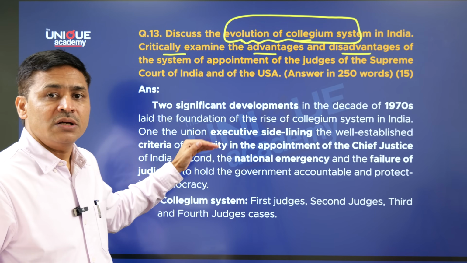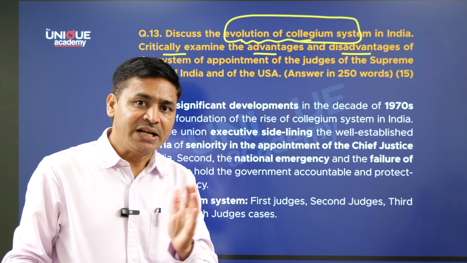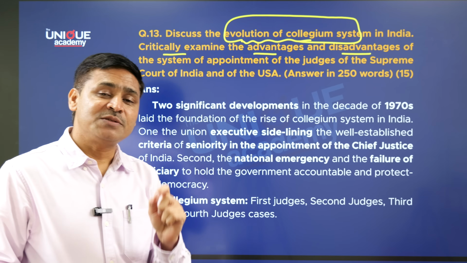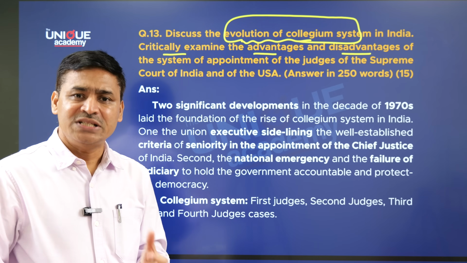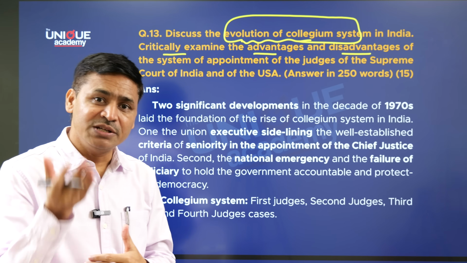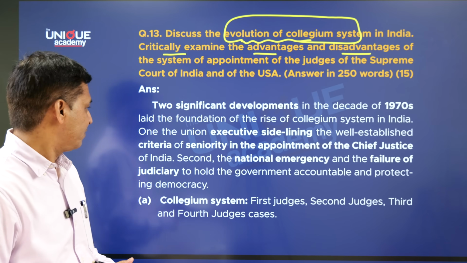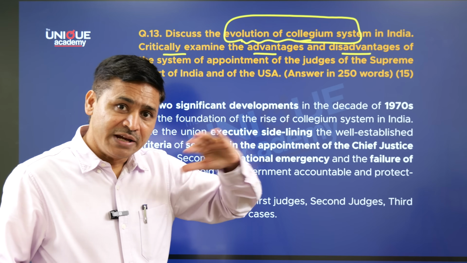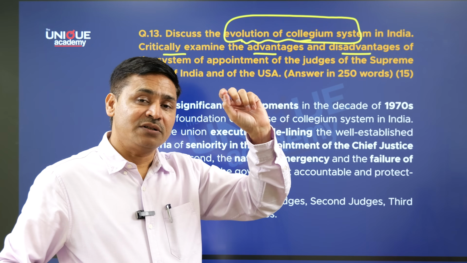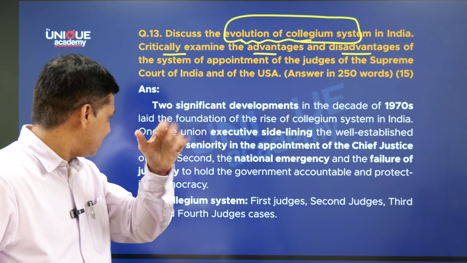So, one, the Union Executive sidelining the well-established principle of seniority in the appointment of judges in general, but importantly, the Chief Justice of India in particular. So that well-established principle of seniority was kept aside, and the year is 1973. You can check it out.